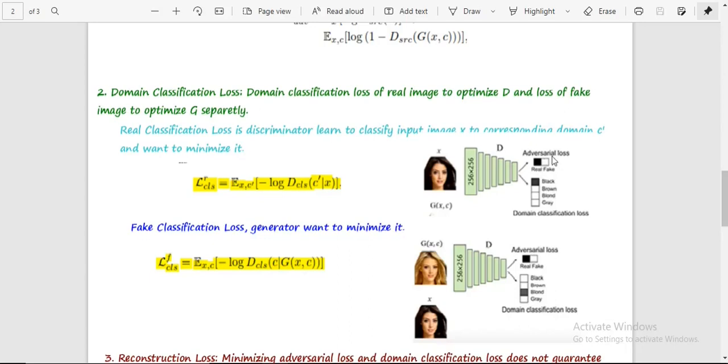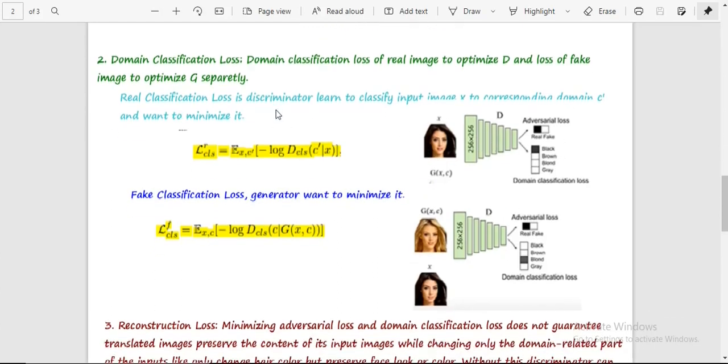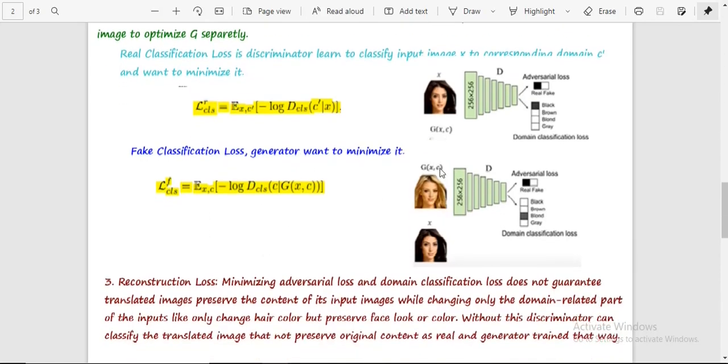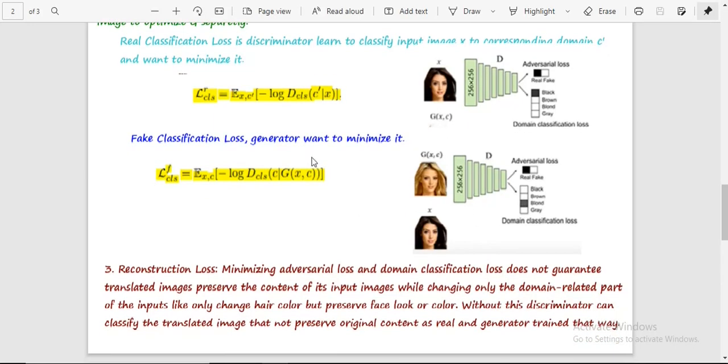First is the adversarial loss, whether it is real or fake, and another is in which domain it seems to be, like the black, right? So that is the training of the generator. The generator has the real classification loss, and the fake classification loss: the discriminator takes both inputs, the real X and the generated G(X) on the targeted domain C, and the discriminator produces the adversarial loss and the domain classification loss. For example, it is the blonde here, right? That is the fake classification loss.